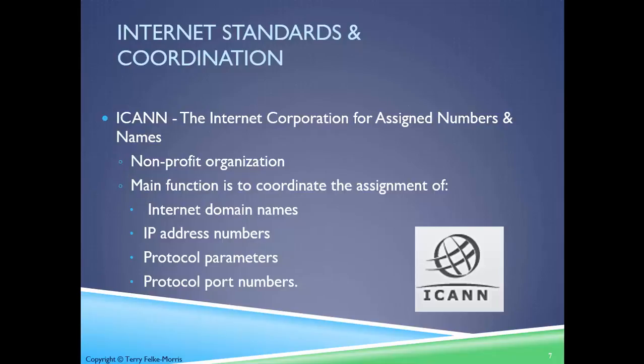ICANN is one of the more famous internet organizations. You can see it right there. Notice its main function is to coordinate the assignment of internet domain names, IP or Internet Protocol address numbers, protocol parameters, and protocol port numbers. One of the problems that's existed over the last several years is that there has been such a proliferation, such an explosion of people having things that need IP address numbers.